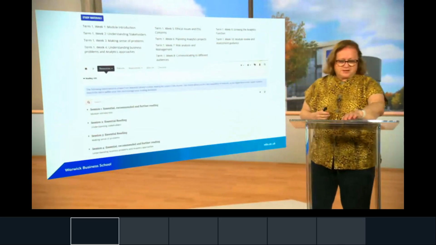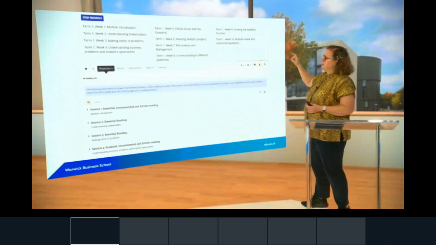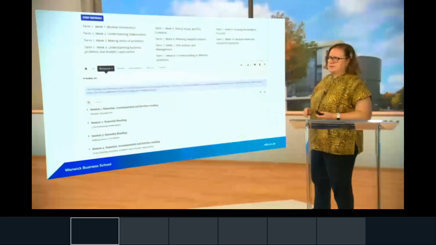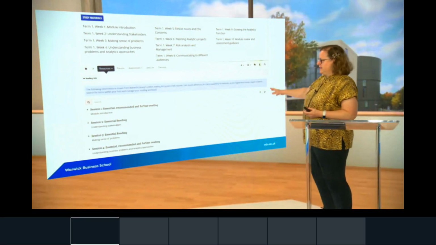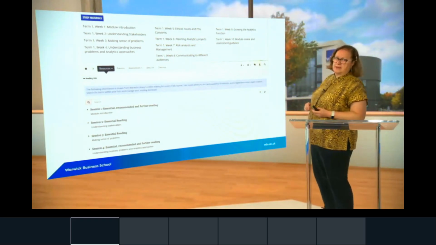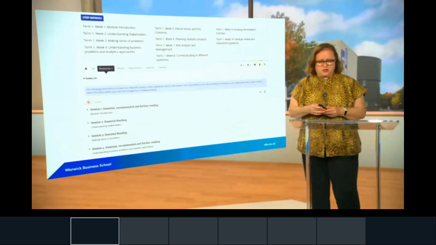So I mentioned the reading list. If you click on the resources, you get two items of importance to you. Firstly, the study materials, and here you can see the titles of each week's session from weeks 1 to 10. Today is just simply the module introduction session. And then down below, if you click on that resources tab, it will take you to the reading list, and you can see that we've broken down the reading for each week.